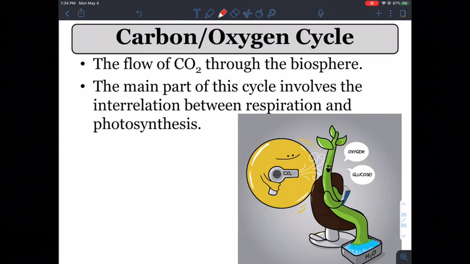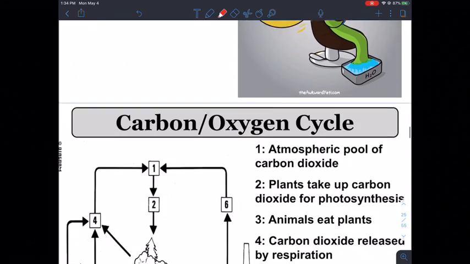Okay, so next we're going to talk about the carbon-oxygen cycle. We're talking about them together because those two cycles are always linked. It's the flow of carbon dioxide through the biosphere. The main part of this cycle involves the relationship between cellular respiration and photosynthesis, because cellular respiration requires glucose and produces carbon dioxide. Photosynthesis requires carbon dioxide and produces oxygen. And so it's a cycle. They're very much connected.